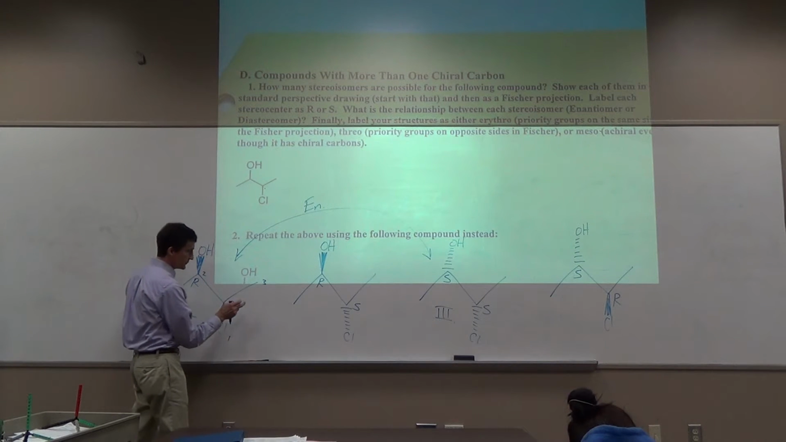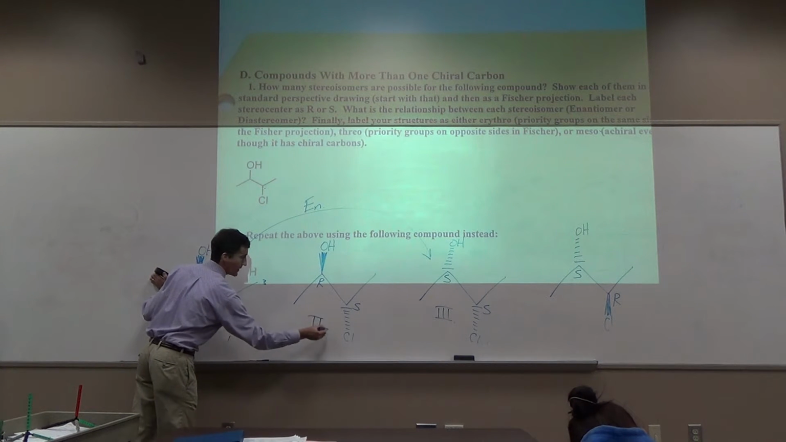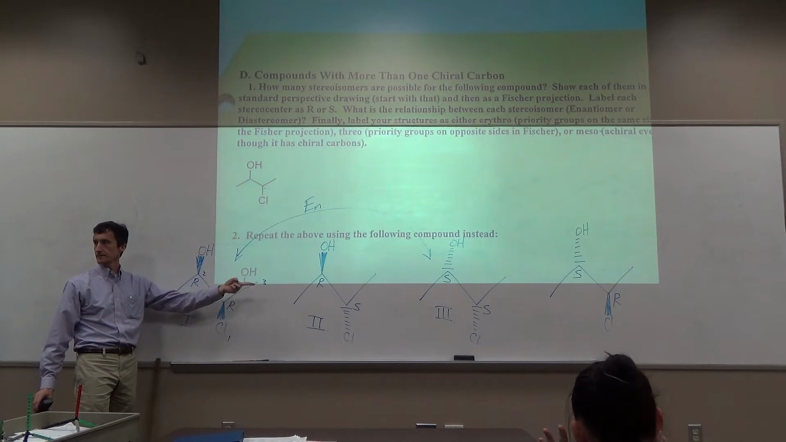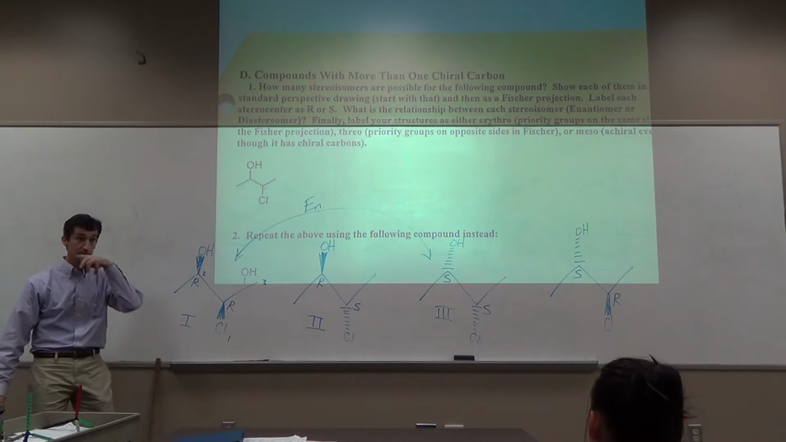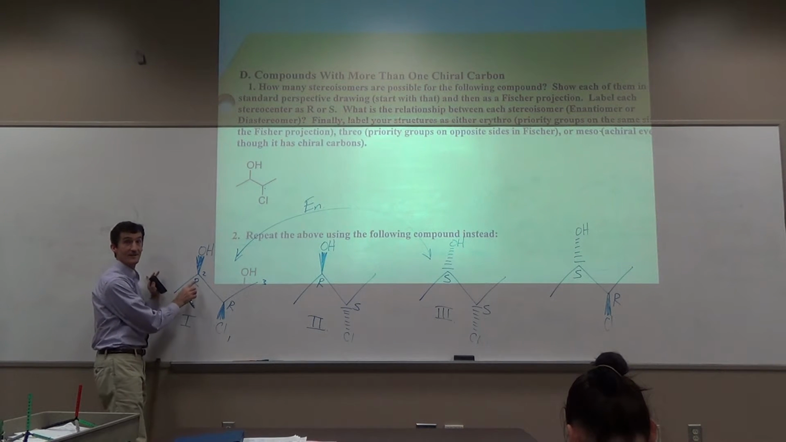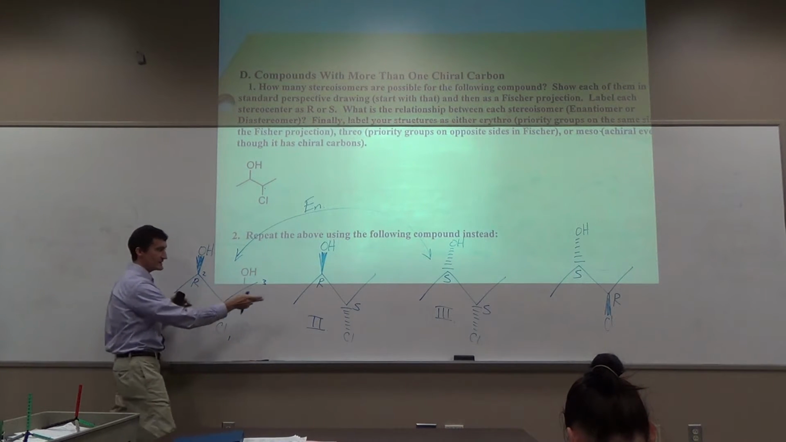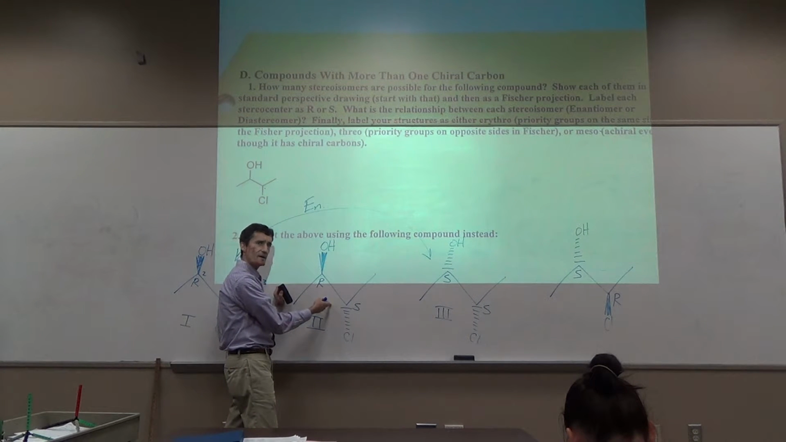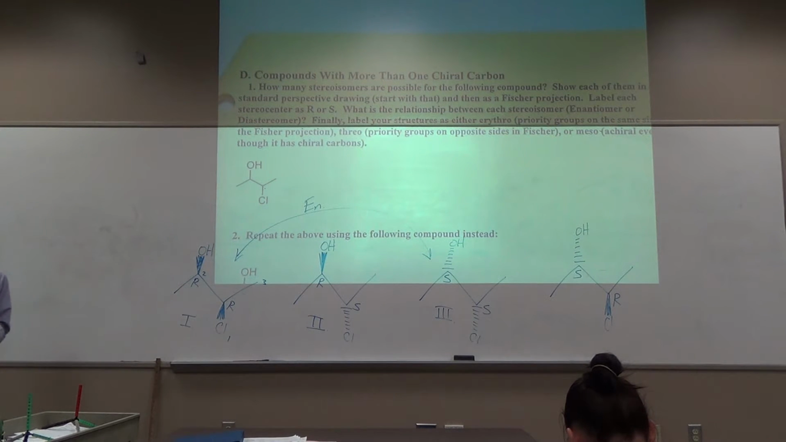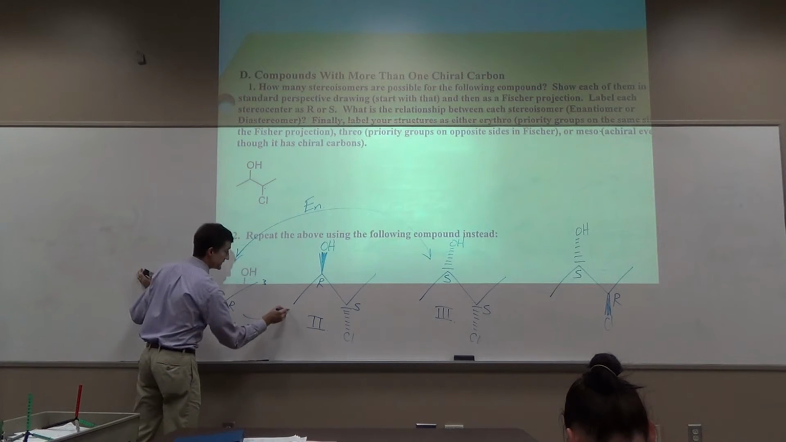So, what's the relationship between 1 and 2? Are those mirror images? No. If RR looks in the mirror, will it see RS? No. So it's a stereoisomer, but it's not a mirror image. So what is it? Diastereomers.